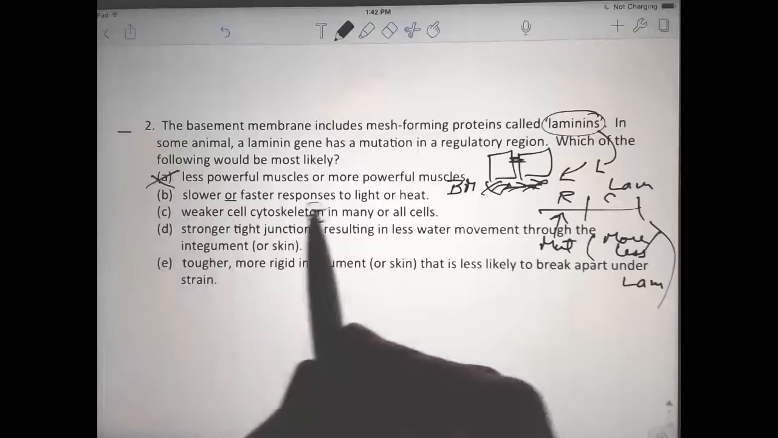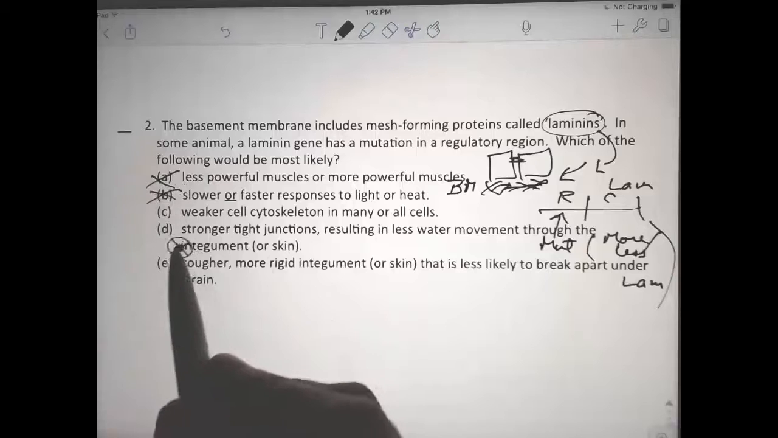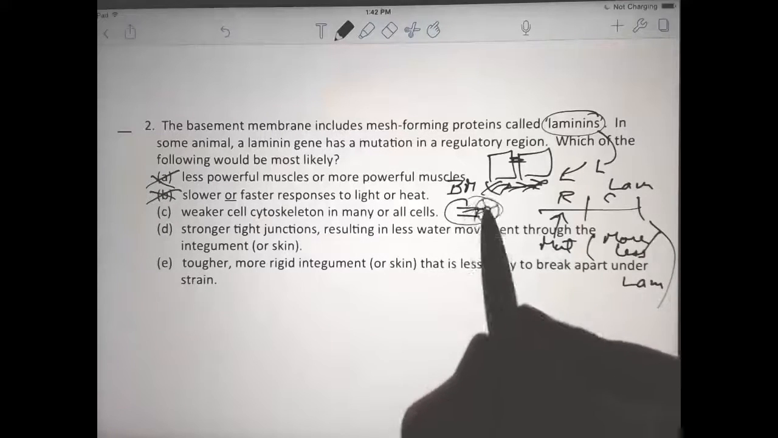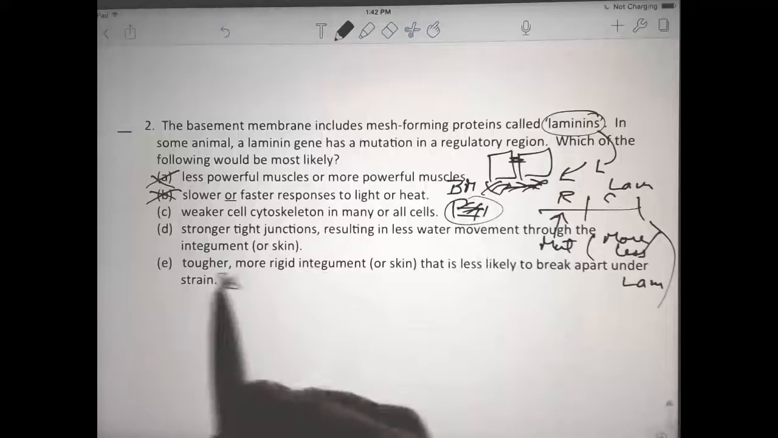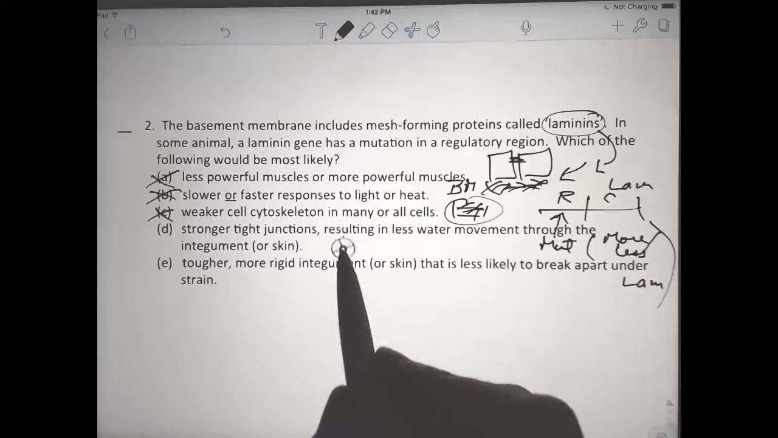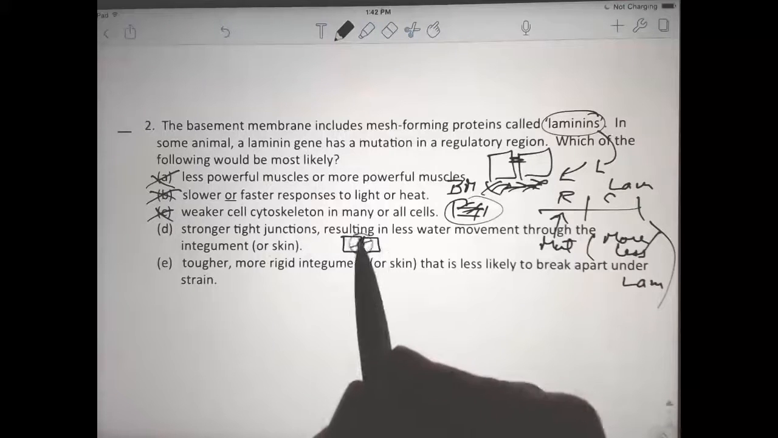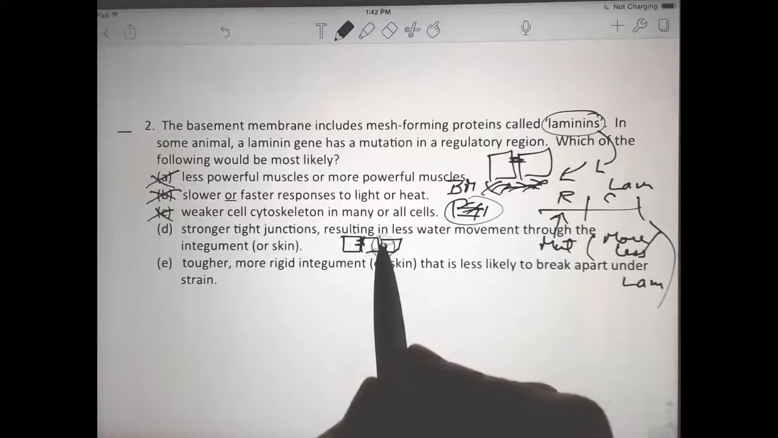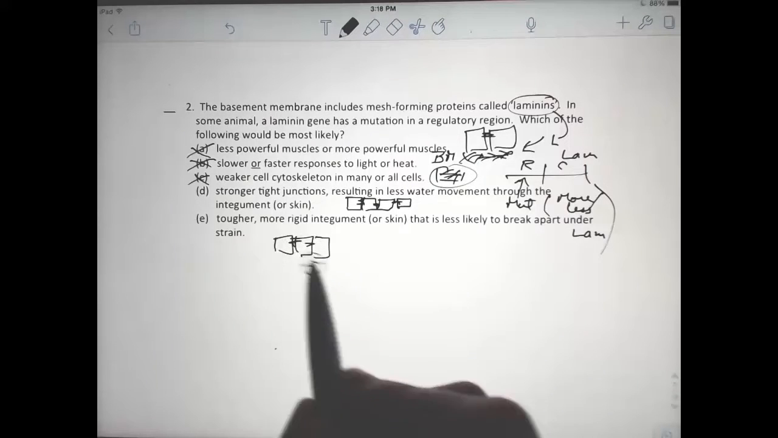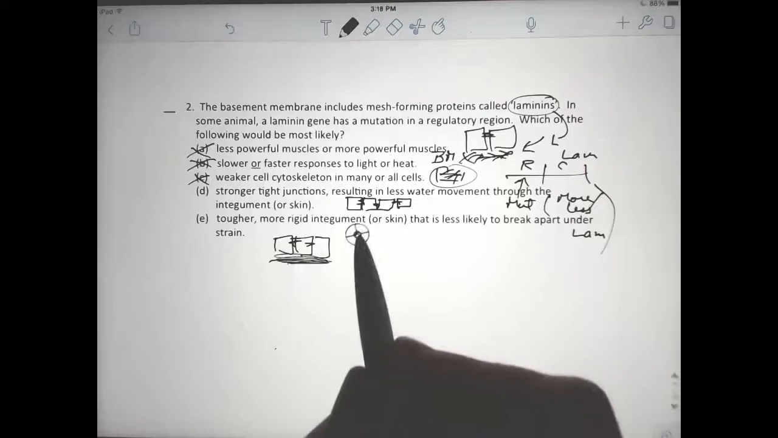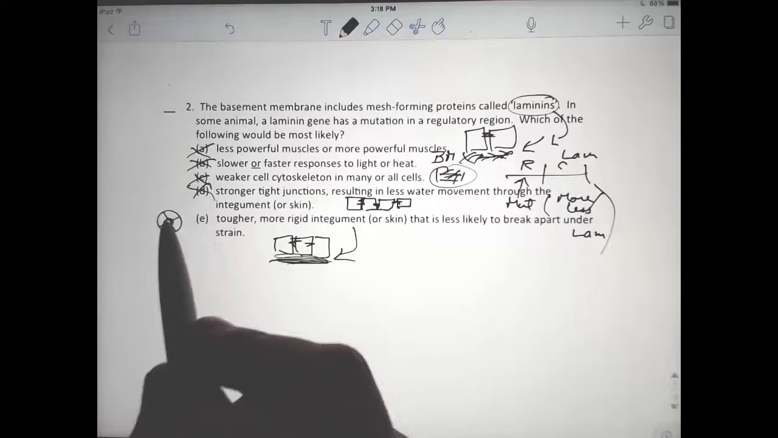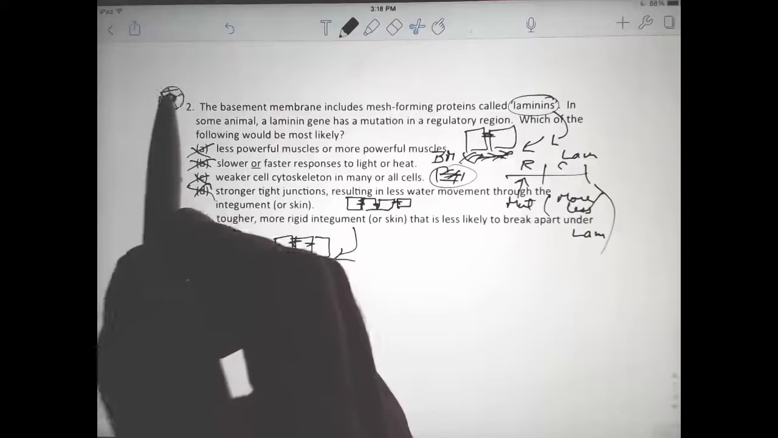Laminin has nothing to do with muscle contraction. I can't imagine how it is affected by heat or light. Cytoskeleton maybe, but that's inside cells, so there's a cell with cytoskeleton. Tight junctions? Maybe. Those are holding cells together, so maybe, but last one, tougher, more rigid integument with more laminins, I'd have more tougher basement membrane. That one now makes sense. I'll go for E.